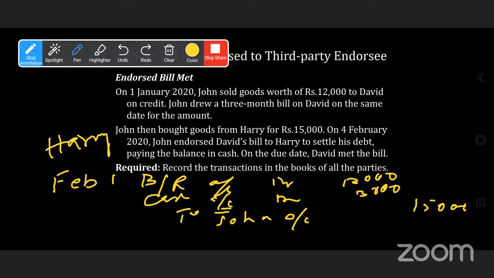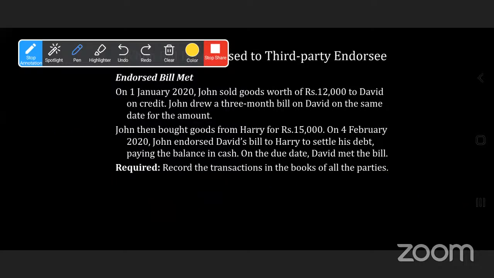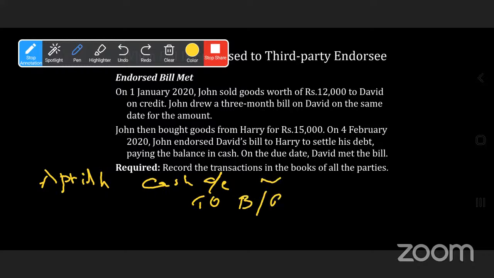Is it okay? Now let us see the other entry. On the due date, David met the bill, so he paid the amount. April 4th is the due date for us. So Harry has received cash from David. Cash account debtor to bills receivable account, 12,000.